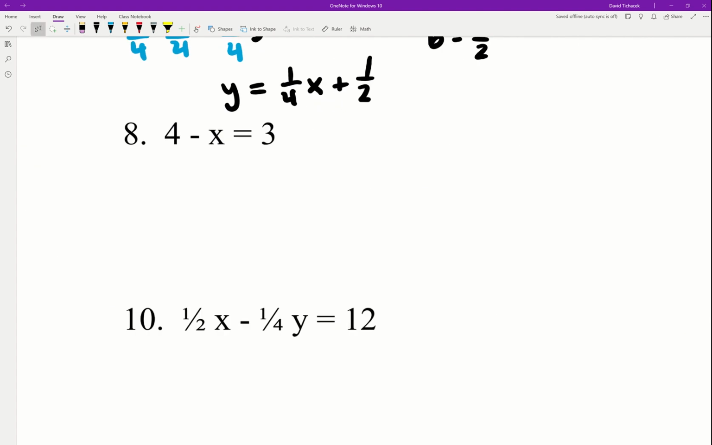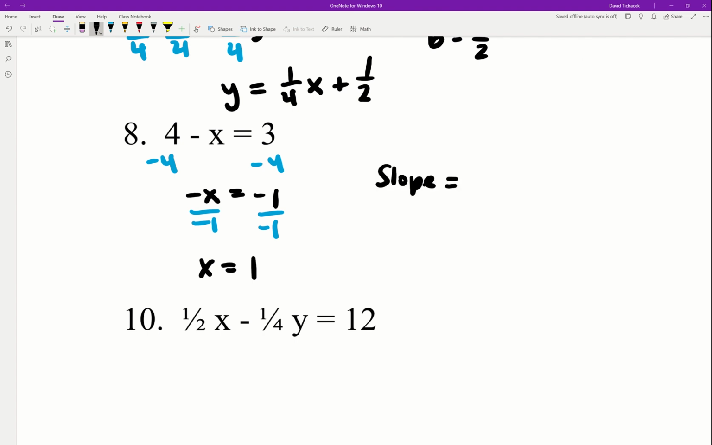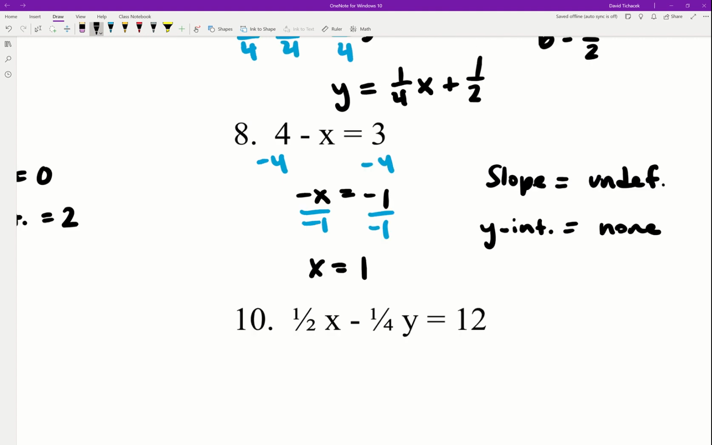In one like number 8, there's no y, so we'll go ahead and solve for x here. So -4 from both sides. This is going to give you -x is equal to -1, and then divide both sides by -1. And then we see here that x by itself isolated is simply just equal to 1, in which case we recognize that as the equation of a vertical line. And so the slope is always going to be undefined for a vertical line. And if you think about a vertical line, it's not even going to have a y-intercept, okay? So it's not going to pass through the y-axis because the y-axis is itself a vertical line. So for this, I'll just go ahead and say none.